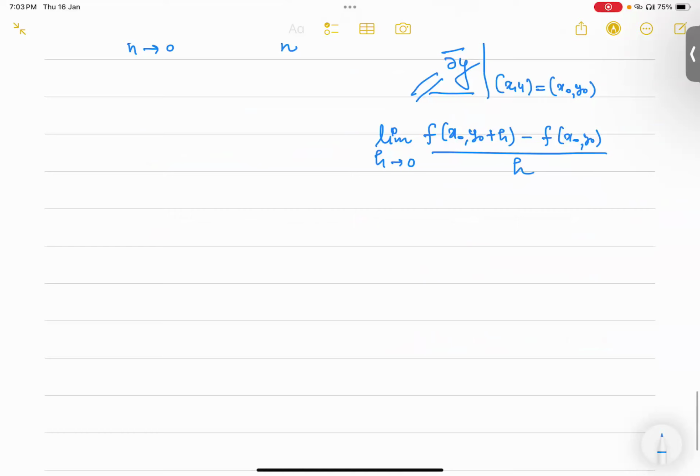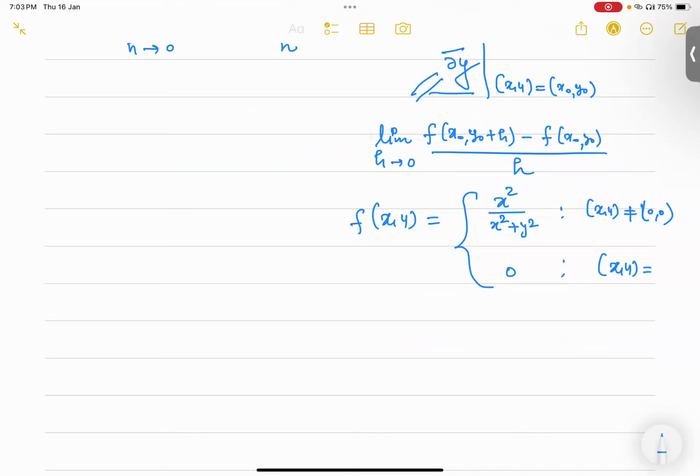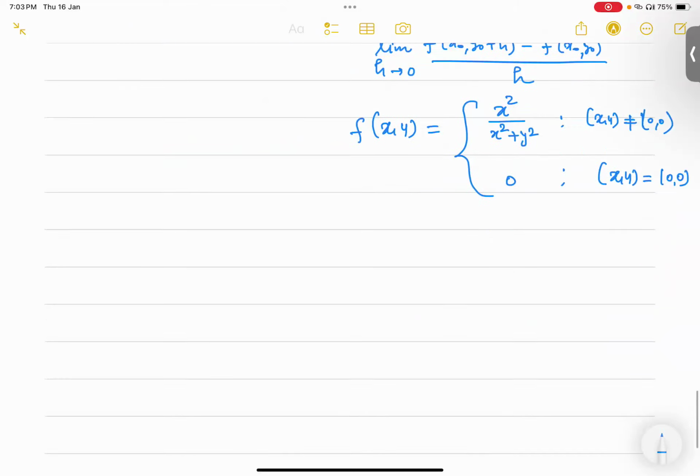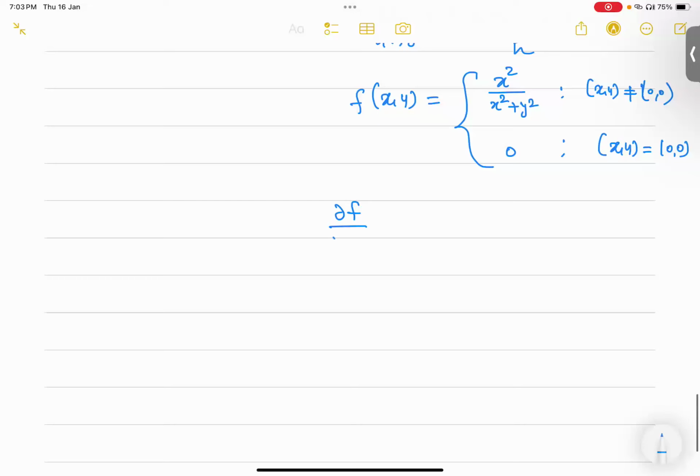Now suppose I give you one function. Suppose f(x, y) equals x square upon x square plus y square when (x, y) is not equal to (0, 0), and 0 if (x, y) equals (0, 0). Now find the partial derivatives del f upon del x at point (0, 0) and del f upon del y at point (0, 0). Try to calculate these derivatives.